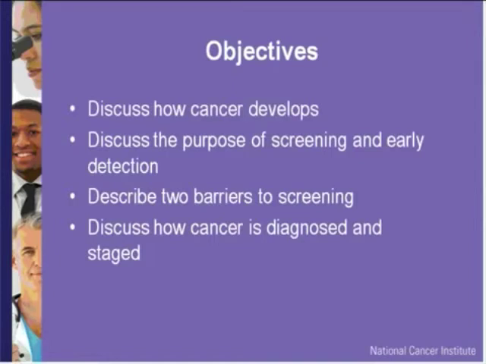Hello, everybody. Moving on. Our objectives for today: we're going to start in the beginning. We're going to talk a little bit about how cancer develops. We'll discuss the purpose of screening and early detection. We'll talk about a number of barriers to screening, why people don't participate in scheduled screenings. And we'll spend some time talking about how cancer is diagnosed and staged. And then, as Candace said, at the end we will have time for questions and answers.